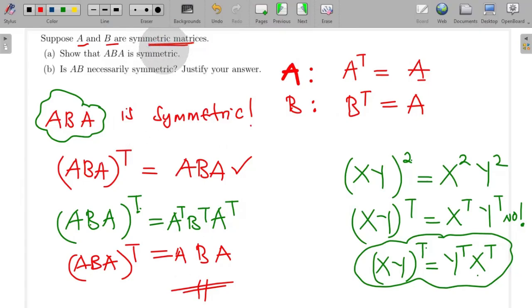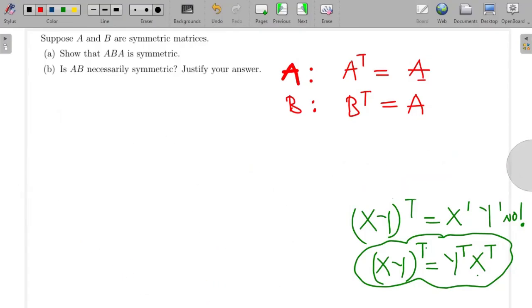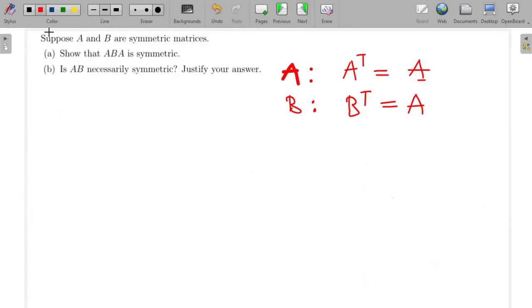I'll go to the other part. The other part says, is AB necessarily symmetric? Justify your answer. So if AB is symmetric, then the transpose of AB should give me AB. If this here is achieved, then I'm going to conclude that my AB is actually symmetric. If not, I'm going to say no, this can't be symmetric.